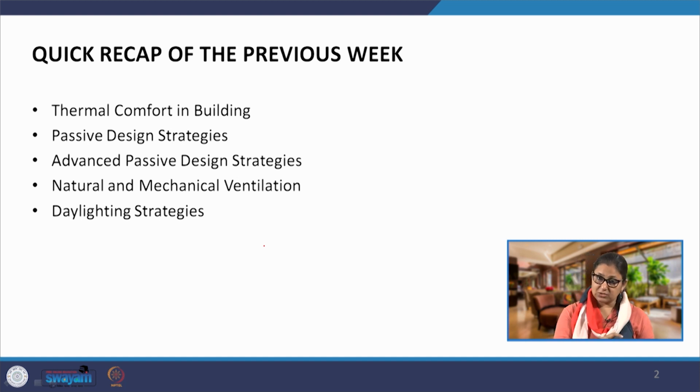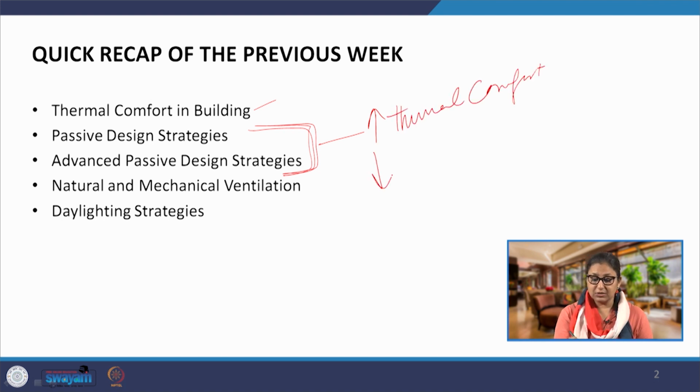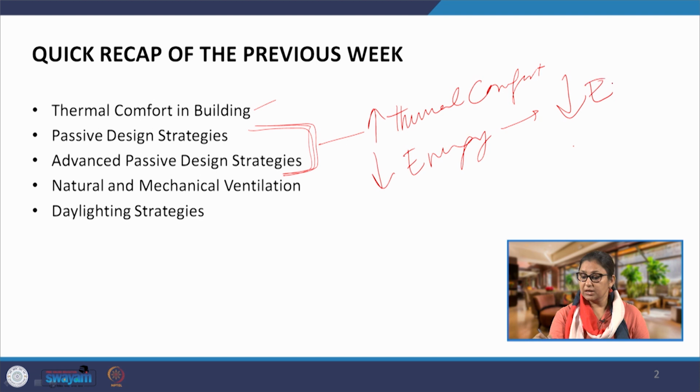Now, all that we saw in the previous week was mainly design oriented. We were designing the building to be energy efficient. Now, look at the content of the previous week which we have here. We are looking at thermal comfort, and at passive design strategies to enhance thermal comfort. And what will it do? It will reduce the energy consumption, which in turn will reduce the emissions. So, we want to reduce the energy consumption through building design.